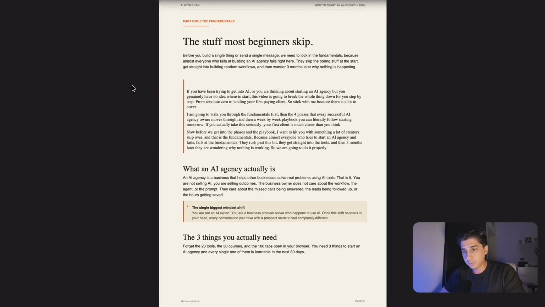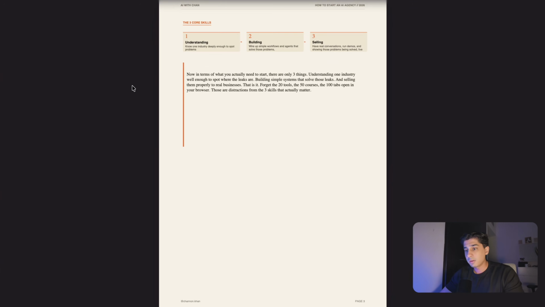And again, please forget about the tools or multiple videos or the courses or having so many different tabs open. You just need 3 simple things to start, right? 3 core skills specifically, which are understanding, building, and selling. Understanding is knowing one industry deeply enough to spot a specific problem. 2 is building, so building a simple workflow using 1 or 2 tools maximum that solves these specific problems.